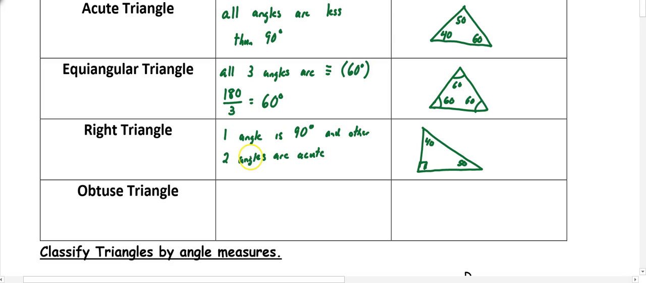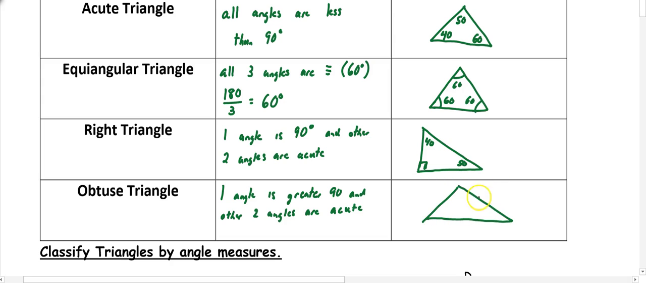The last type then is an obtuse triangle. In an obtuse triangle, one angle is greater than 90 degrees, because remember an obtuse angle is greater than 90, and the other two angles are acute. So for example, I might have a triangle that's 120 degrees for the obtuse angle, and the acute angles might be 20 and 40.